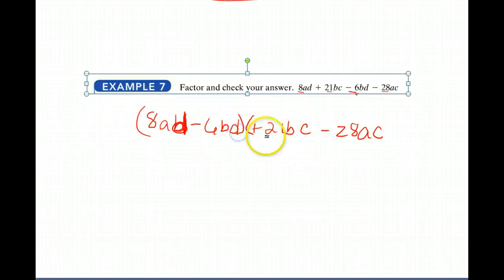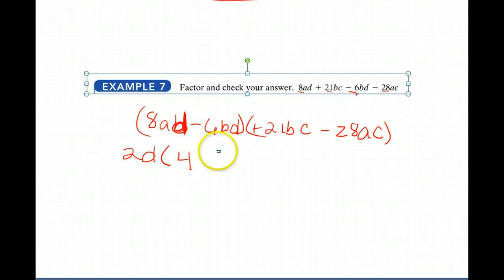So now I'm going to put the parentheses around the first two and the last two and say, what can I divide out? 8 and 6 are both divisible by 2, and they both have a D. So I'm going to remove a 2D. 8 divided by 2 is 4. And then I have divided out that D, so that leaves me with 4A. Negative 6BD divided by 2D leaves me with negative 3B.